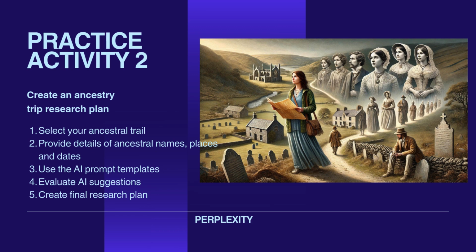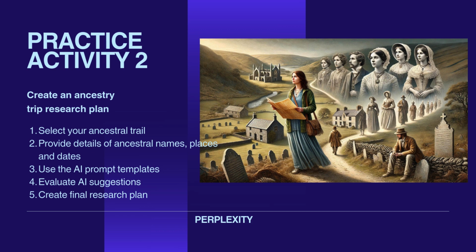The second practice activity is an Ancestry trip research plan. This might appeal to those of you who want to do either a virtual or a real ancestral trail. What I need to include in the trip research plan is to select the ancestral trail, provide details of ancestral names, places, and dates that I already have, then use the AI prompt templates to get some ideas from my AI tool, evaluate the suggestions as always, and then create a final research plan.